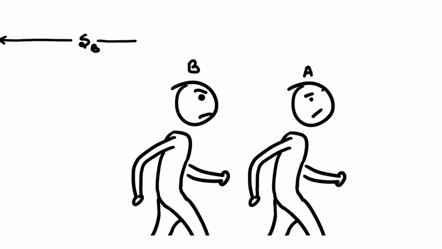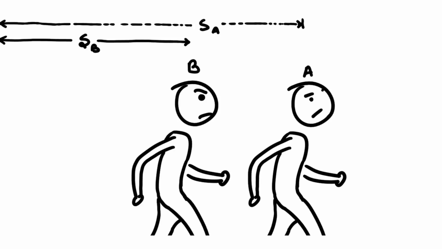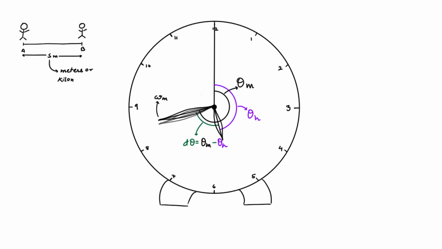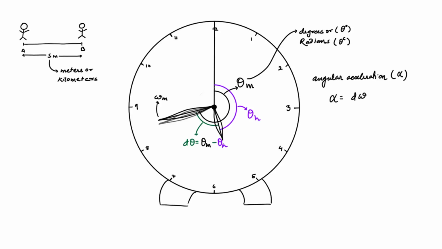It looks just like motion in a straight line. The only difference is that instead of displacement, we have angular displacement, and instead of velocity, we have angular velocity. And just like displacement along a straight line has units like meters and kilometers, we have units of angular displacement as degrees or radians. So you might have already guessed that it also has an angular acceleration, which is the rate of change of angular velocity.